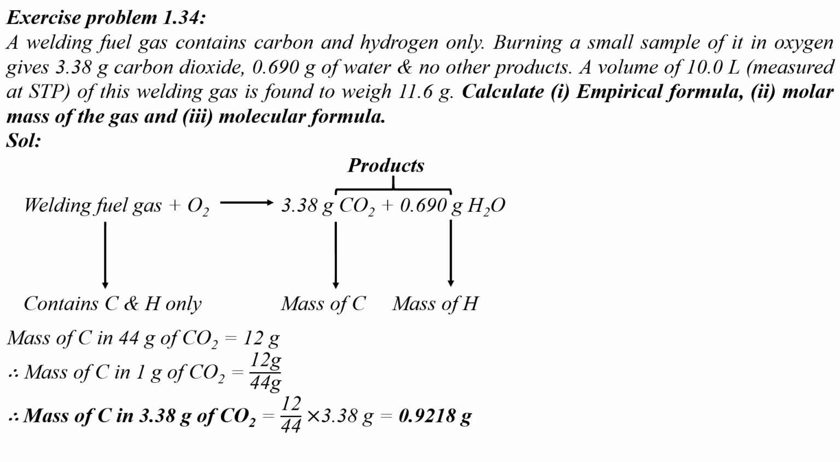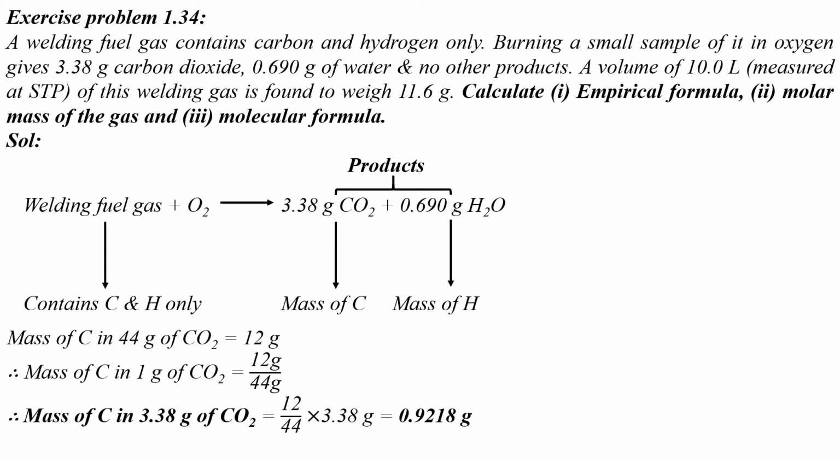Let's work out exercise problem 1.34. A welding fuel gas contains carbon and hydrogen only. Burning a small sample of it in oxygen gives 3.38 grams of carbon dioxide, 0.690 grams of water and no other products. A volume of 10 liters measured at standard temperature and pressure of this welding gas is found to weigh 11.6 grams. Calculate empirical formula, molar mass of the gas and molecular formula.